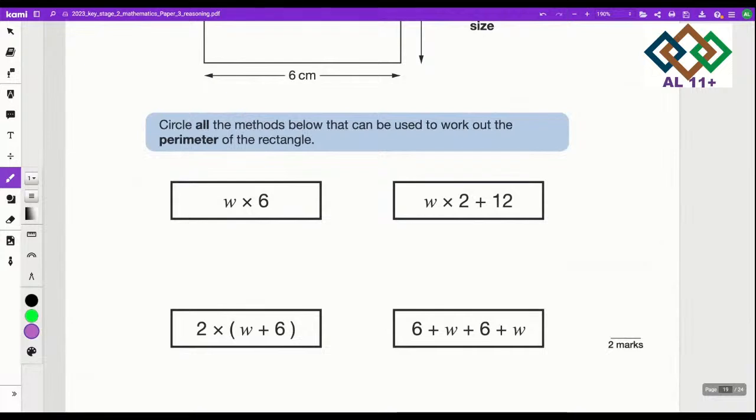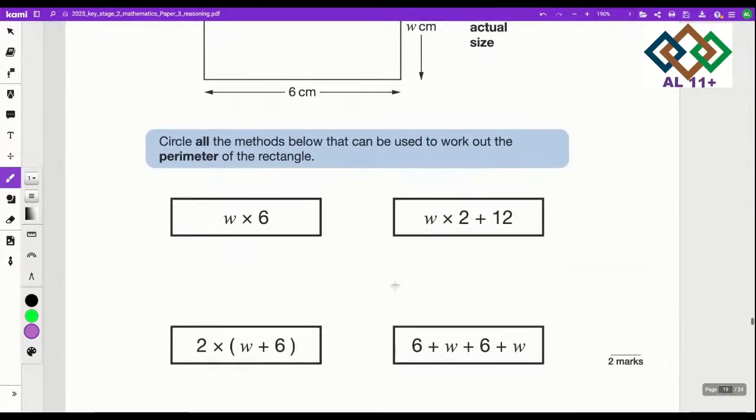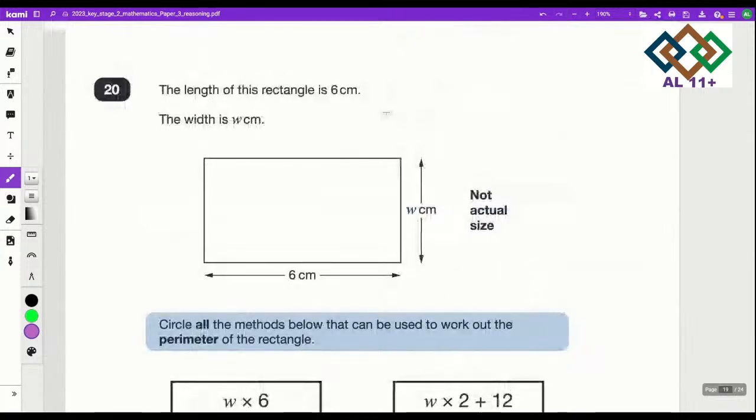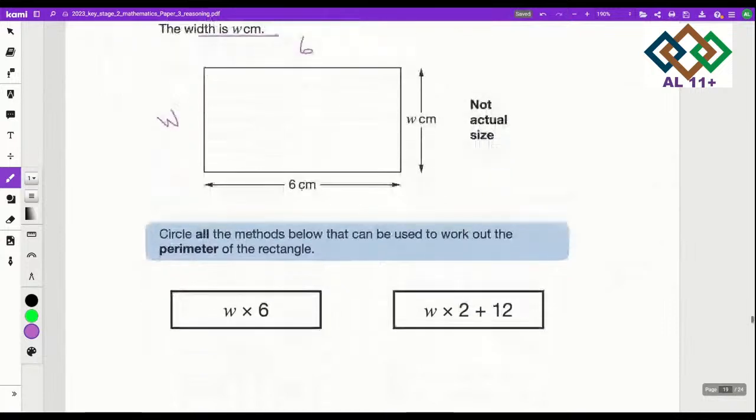So you have to circle below which can be used to work out the perimeter of the rectangle. And if you want to see the rectangle before, here it is. You have been given 6 centimeters, and the breadth is W, so if this is 6, this would be 6. This is W, this also will be W. So which one do you think would be the answer?